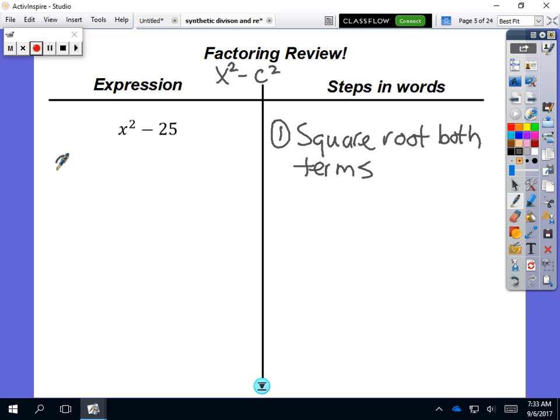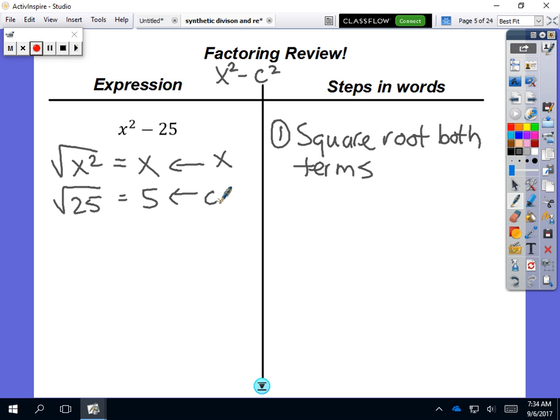So a squared equals, the first term is x squared, so the square root of x squared is x. And then don't worry about the minus sign, just take the square root of the 25, and that's 5. So this is my x, this is my c. So I'm going to rewrite the expression in the form of two factors. They're going to look like x minus c and x plus c.